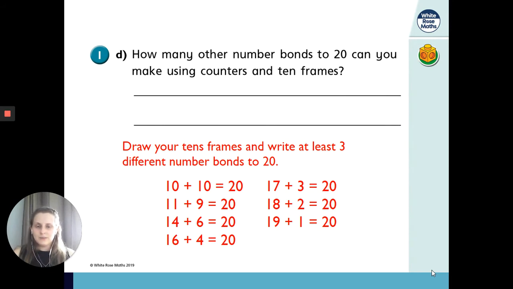We've got 10 add 10 is 20. We could have shown 11 add 9. Now I haven't shown 12 add 8 or 13 add 7 because they were on our other pages. We've got 14 add 6. I haven't shown 15 add 5 because that was again on the first one, that was 1A. 16 add 4, 17 add 3, 18 add 2, and 19 add 1. Nice and straightforward, that one.